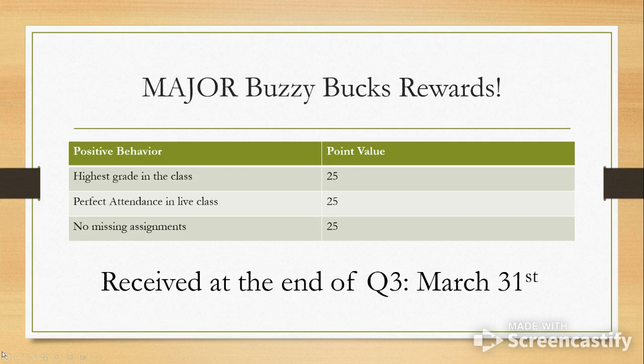If you have perfect attendance in live class, so that's if class meets twice a week, you have to come to both classes every week. If you have perfect attendance in class, then you will get 25 Buzzy Bucks. And if you are missing no assignments in your entire grade book for the whole quarter 3, you will get 25 Buzzy Bucks. So let's say that you have all 3, that's an extra 75.